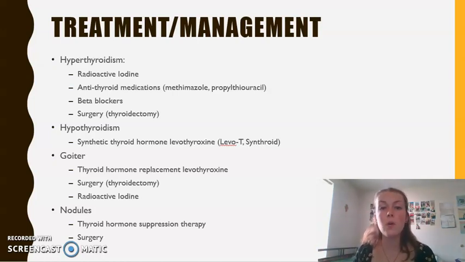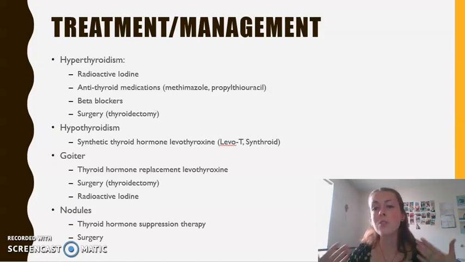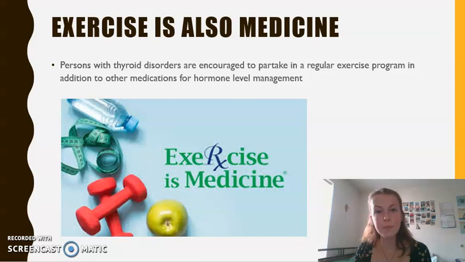Goiters, we can do thyroid hormone replacement, we can do surgery, we can do radioactive iodine, and nodules, thyroid hormone suppression therapy, because again, nodules tend to contribute to the overproduction of thyroid hormones, or we can do surgery.